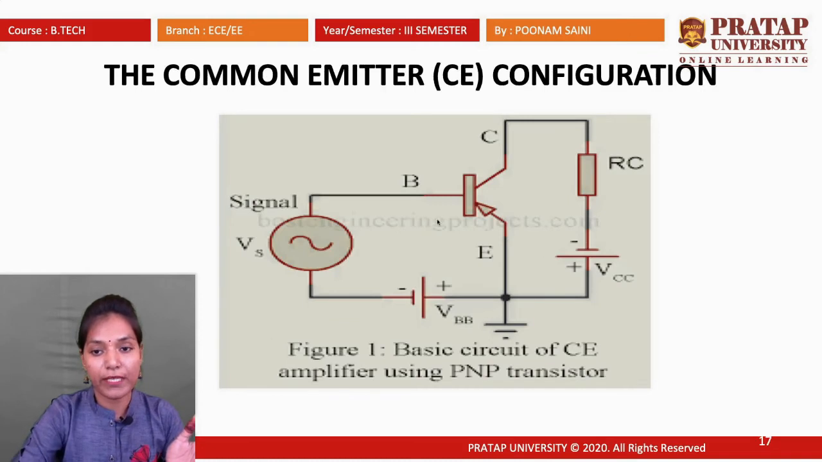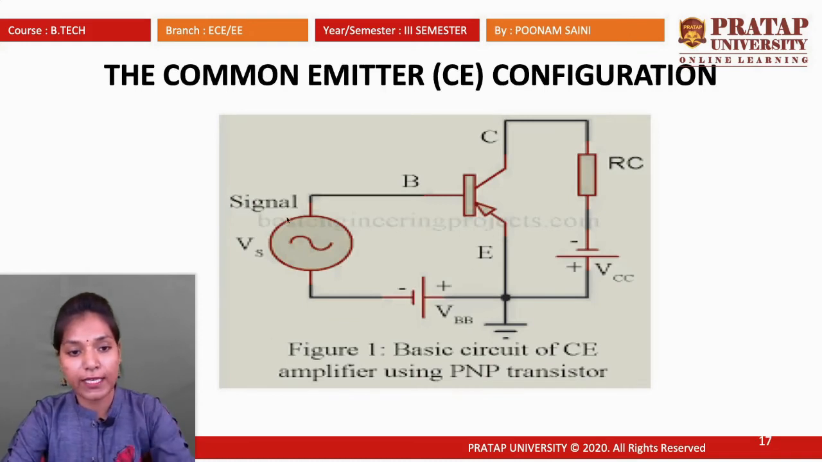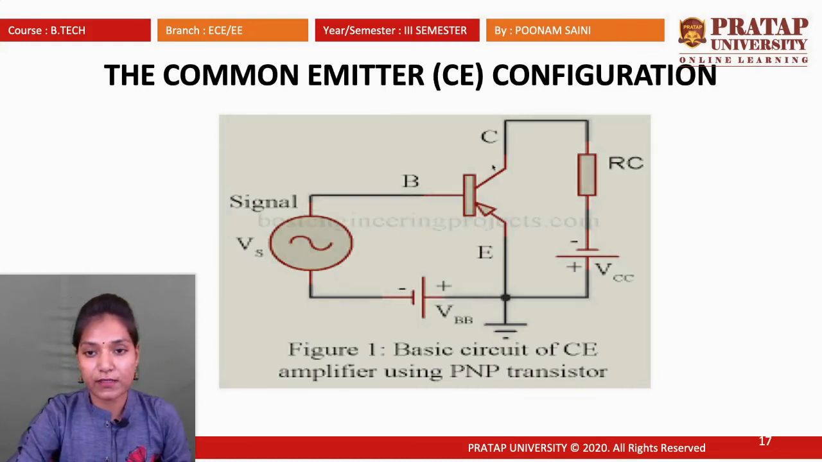You can see the common emitter configuration in a circuit form. Like, this is a signal, and this is the base, this is collector, this is emitter. Emitter is common in input as well as in output. This is VBB, that means voltage at the base junction, and VCC, that is voltage at the collector junction.